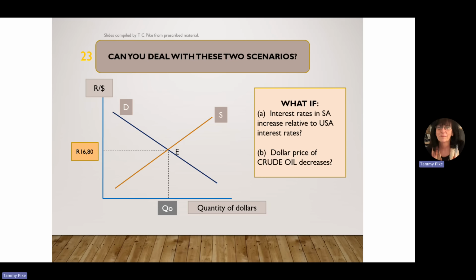So your outcome on your rand is the same, but it's coming at it through different areas in your foreign exchange market. That's what you're going to have to watch out for, right? That's the tricky part of these questions. And the more you can practice, the better you're going to get.